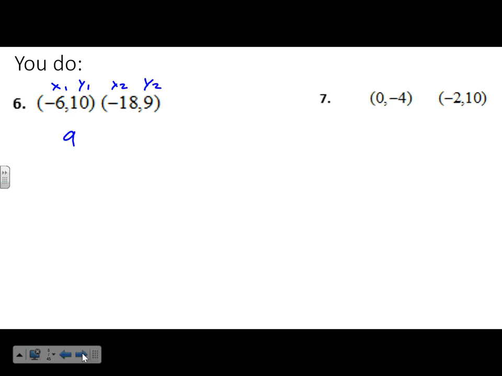9 minus 10 over negative 18 minus negative 6. Again, even if you're really good at negatives, I would do that in my calculator just to make sure. Negative 18 minus negative 6 is negative 12. So this ends up being positive 1 over 12.